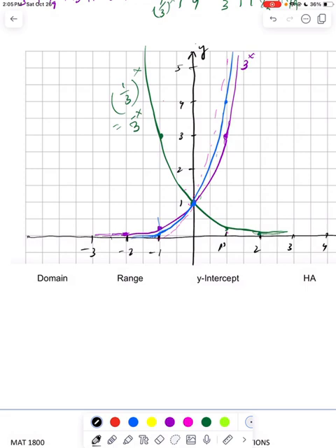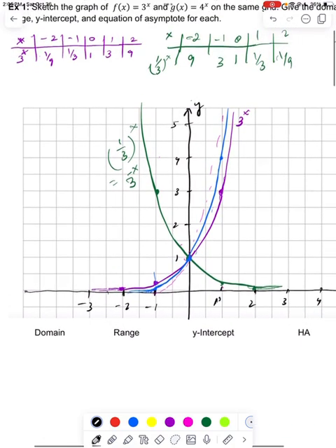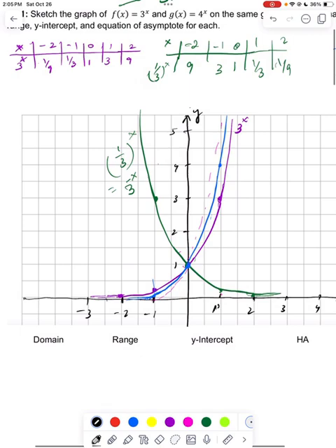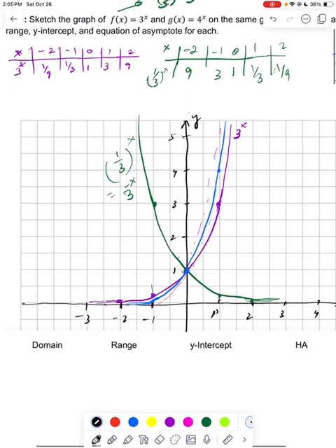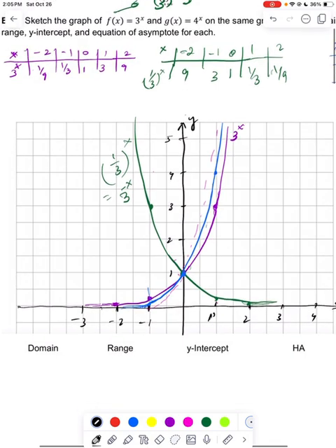Hi, we are back now with section 4.12, and we left off at the first video where we had drawn the graphs of these three functions. The functions are 3 to the x, 4 to the x, and 1 over 3 to the x.